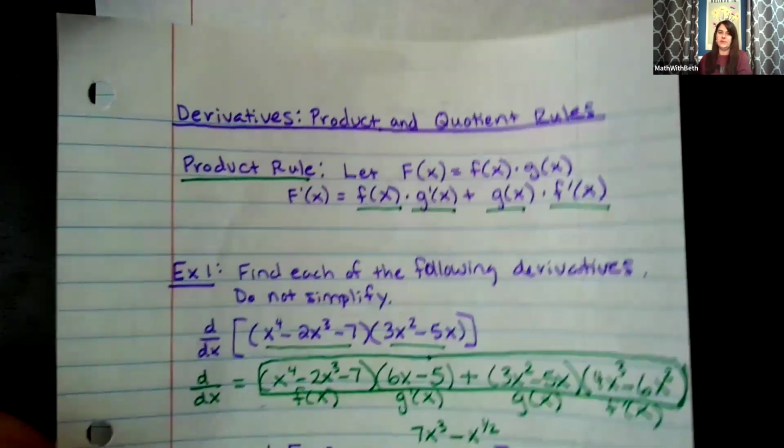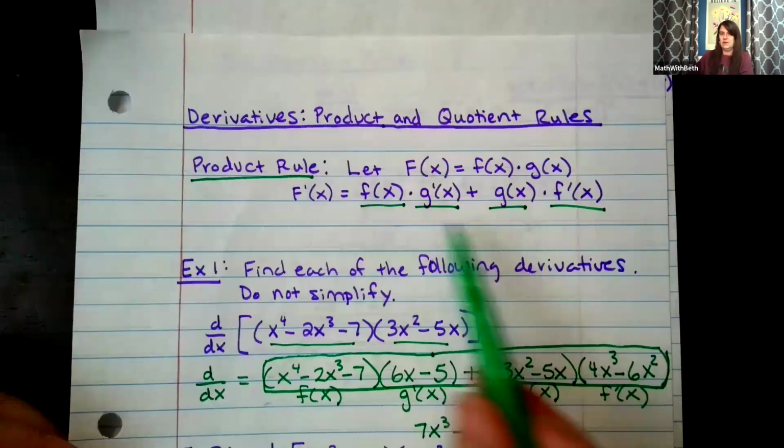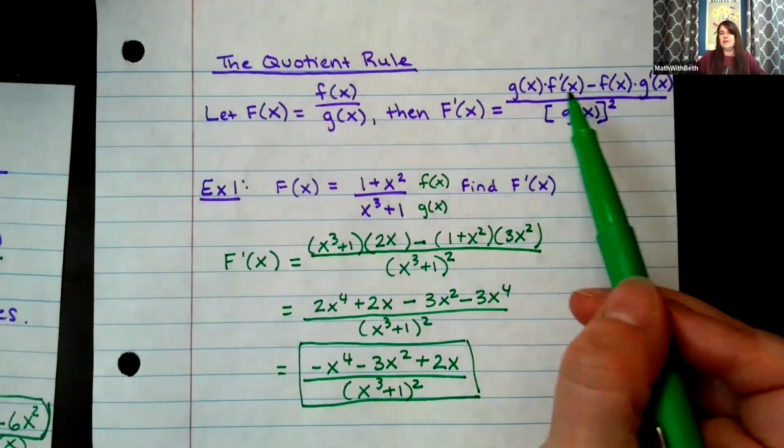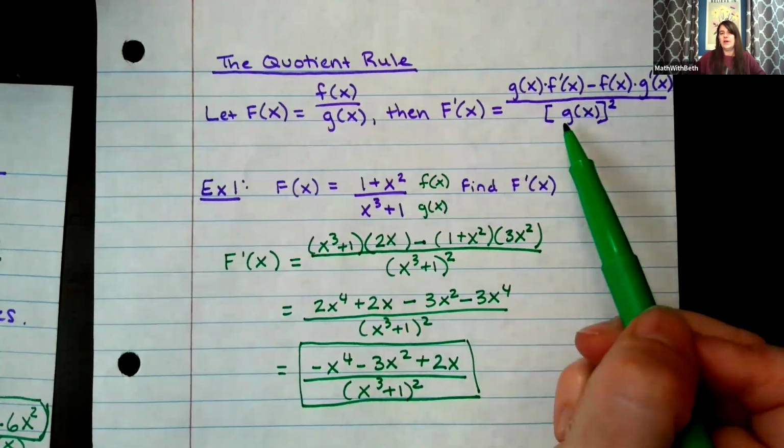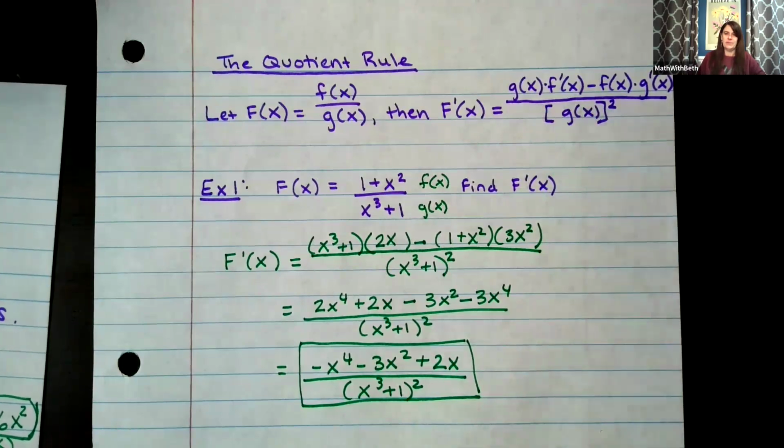Product rule is a little simpler. Quotient rule is similar on top except for the minus, but then it has this bottom part as well.